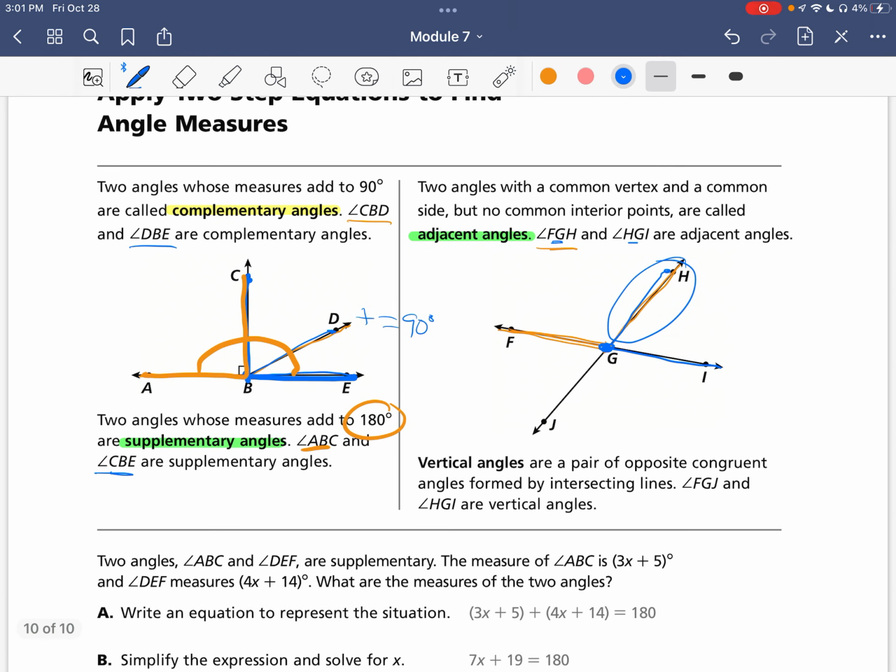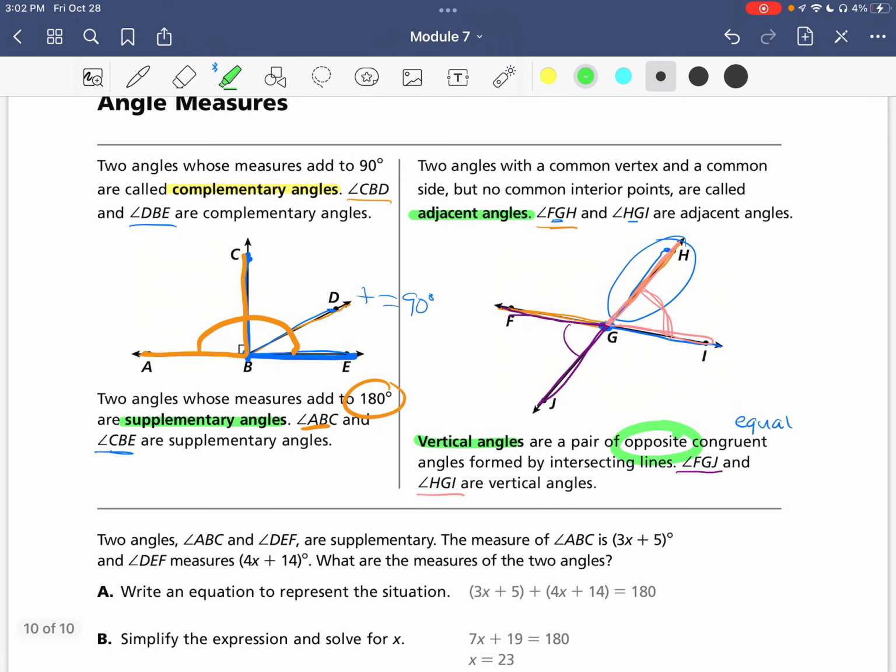Vertical angles are a pair of opposite congruent angles, which is the geometry way of saying equal, formed by intersecting lines. For example, FGJ, this angle here, and HGI, this angle here. These are vertical angles. They're on opposite sides, but they are equal.